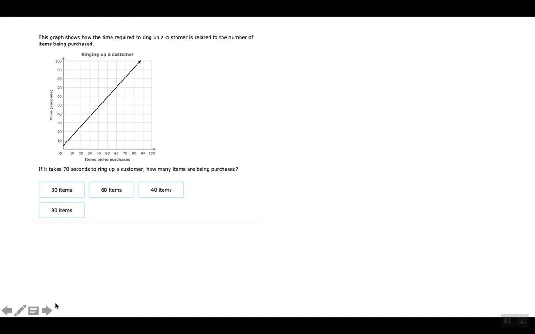If it takes 70 seconds to ring up a customer, how many items are being purchased? All right, so this one you got to look on this side first. The time, 70 seconds. That means 60 items are being purchased.